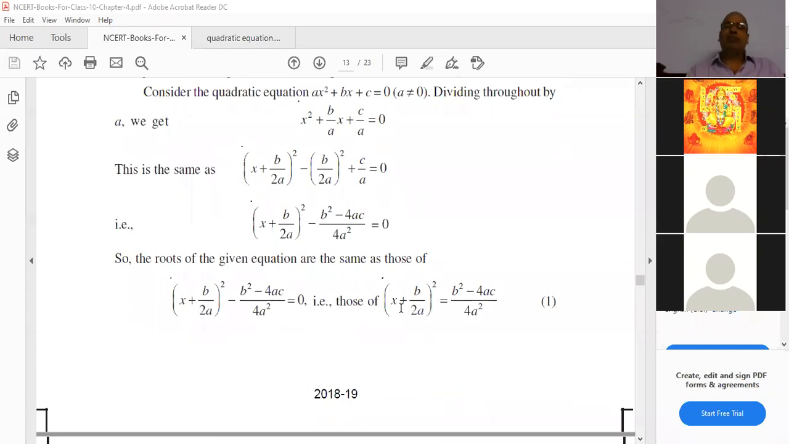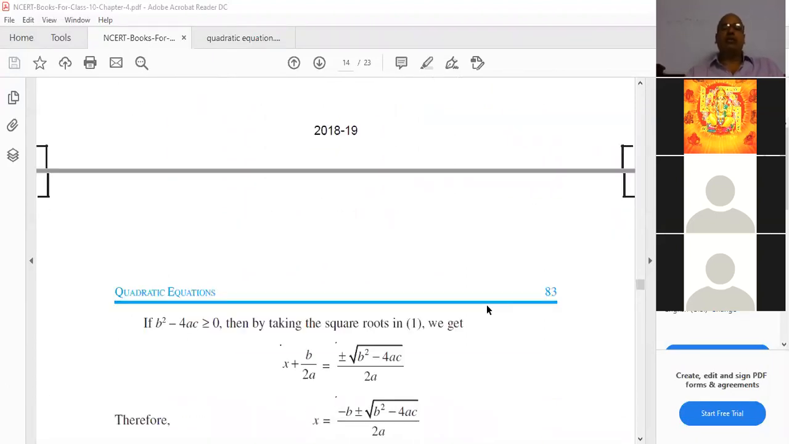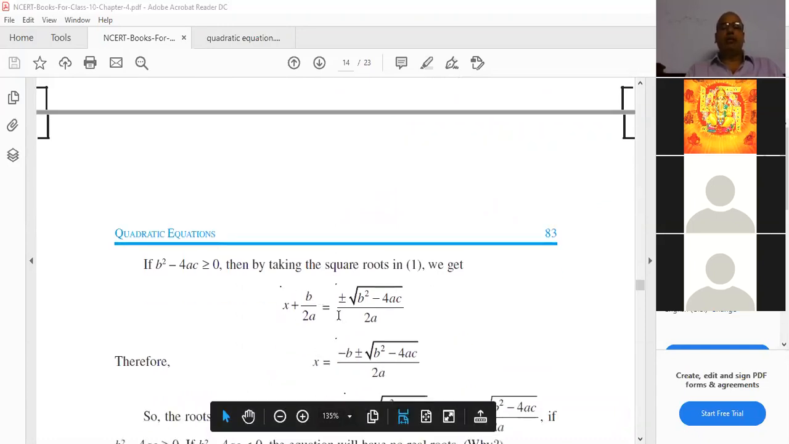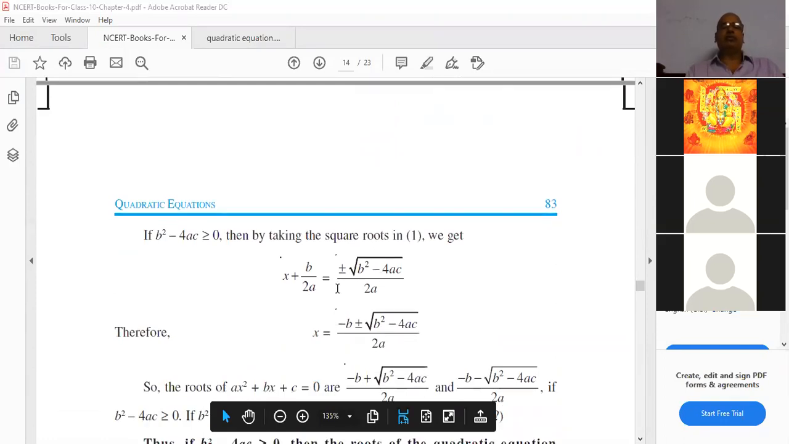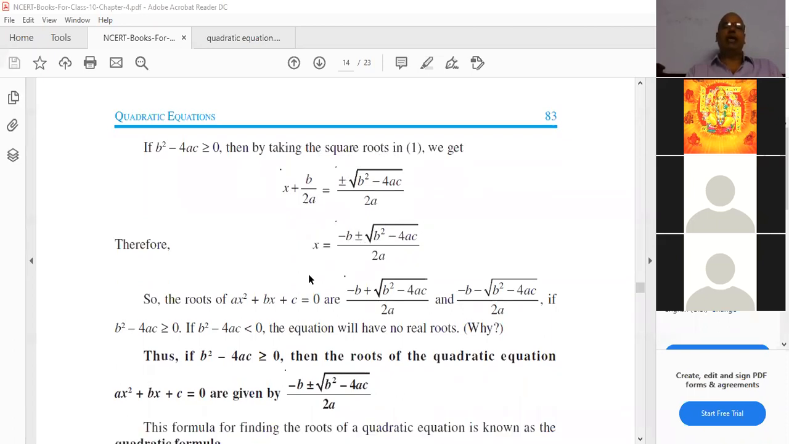You transpose that side. x plus B by 2A whole square is equal to B square minus 4AC by 4A square. Now the square you transpose. x plus B by 2A is equal to plus or minus root B square minus 4AC by 2A. The denominator is 4A square, and the square root of 4A square is 2A whole square, that's why the denominator is 2A. And now transpose B by 2A to that side, minus B by 2A. If we do LCM, minus B plus or minus root B square minus 4AC by 2A.